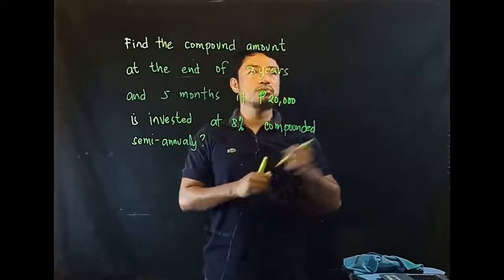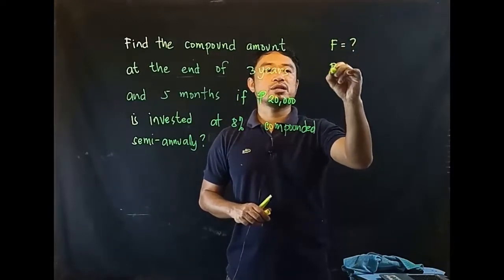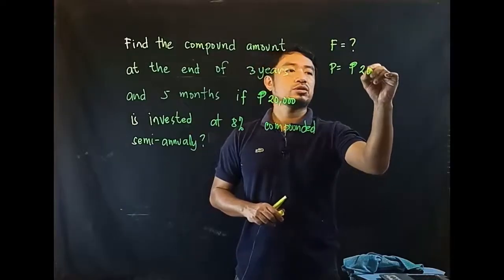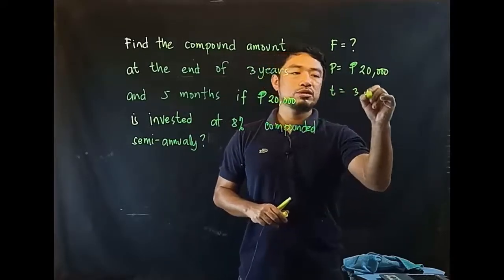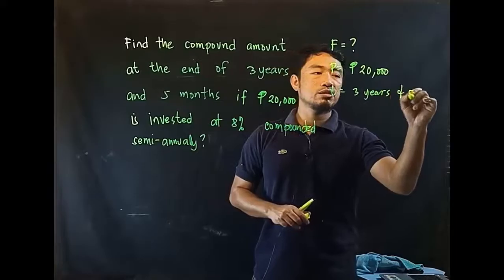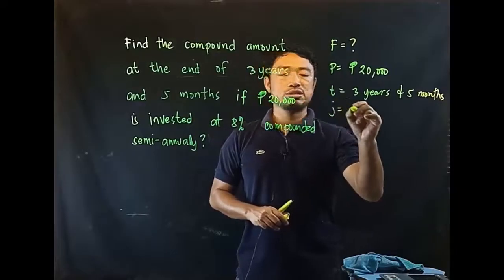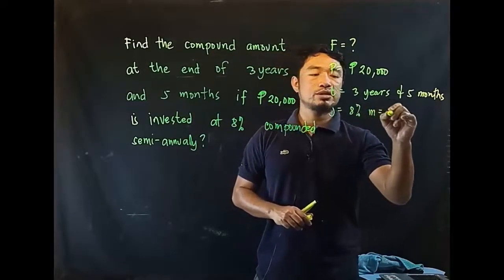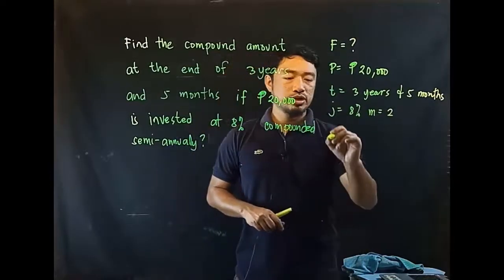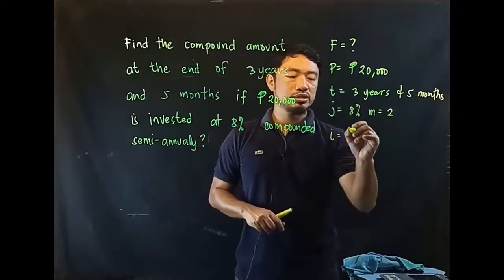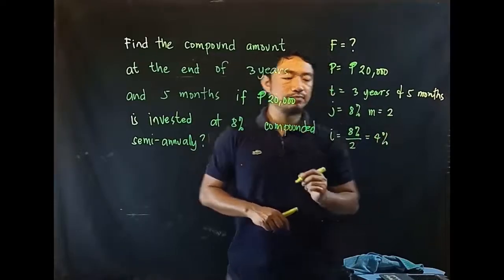So the given of the problem: we're looking for the final amount given an original amount of 20,000 for a period of 3 years and 5 months. The interest rate is 8% compounded semi-annually. So the interest per compounding period is 8% divided by 2, so that's equivalent to 4%.